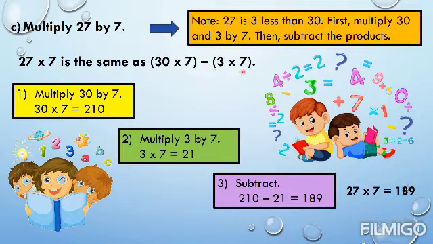Let's do the steps now. The first step is to multiply 30 and 7. The product is 210. Step 2 is to multiply 3 and 7, and the product is 21. The third and last step is to subtract the products. So 210 minus 21 equals 189. This answer is the same as 27 times 7 equals 189.